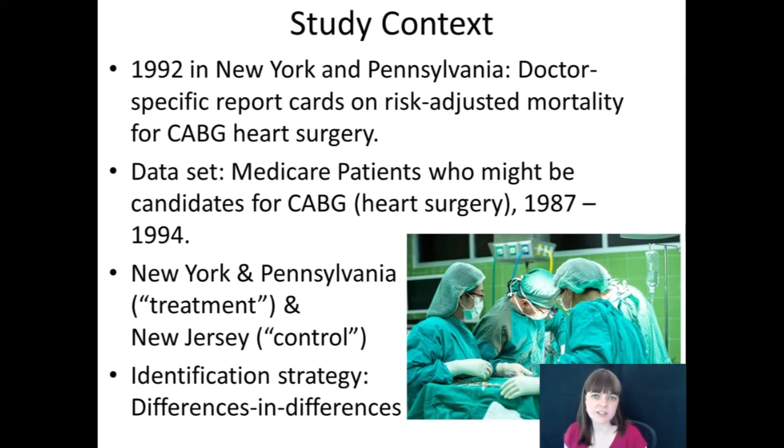And they used a differences in differences approach, which basically looks at before and after a policy is implemented. In this case, the policy is publishing the report cards, and they control for trends in states that don't have that policy being implemented. So in this case, the treatment groups are New York and Pennsylvania patients, and the control group is the New Jersey patients. These are all heart patients who might potentially be in the category of patients who could need such surgery.